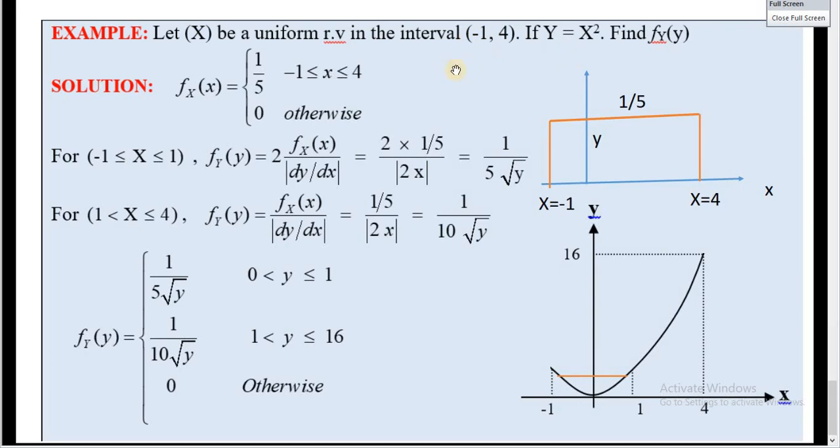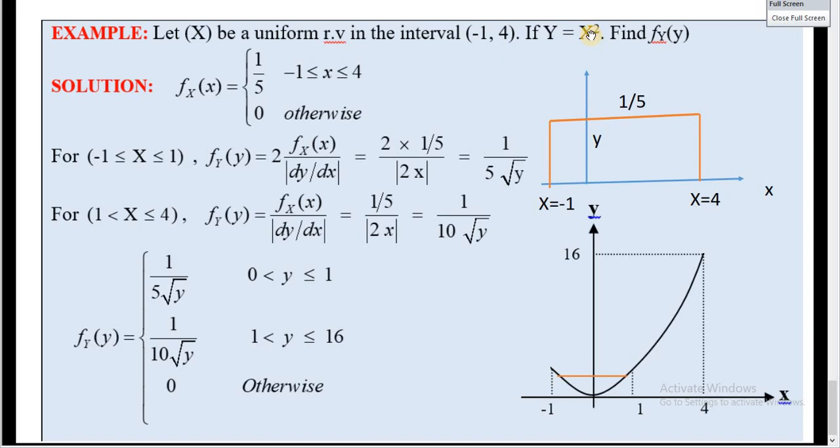The last example that we will see is a little bit tricky. Let x be a uniform random variable in the interval minus 1 to 4. Again, we have a transformation y equals x squared, and we need to find the probability density f sub y of y. X is uniform, meaning that the density function of x is constant over the interval of interest, which is minus 1 to 4. So the density function of x is uniform, having this value 1 over 5. It extends between minus 1 and 4. So this is the density function of x.